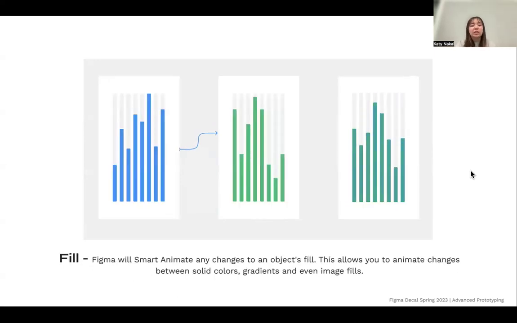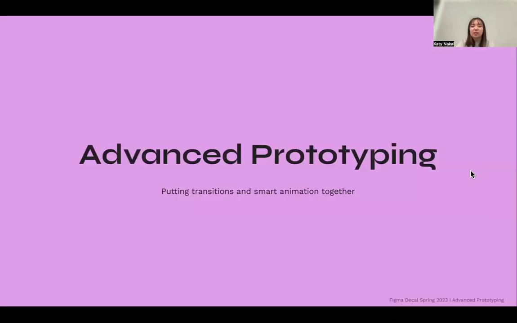Yeah, so another property is fill. You can animate the different changes between solid colors, gradients, even image fills. It'll make the seamless transition between those.